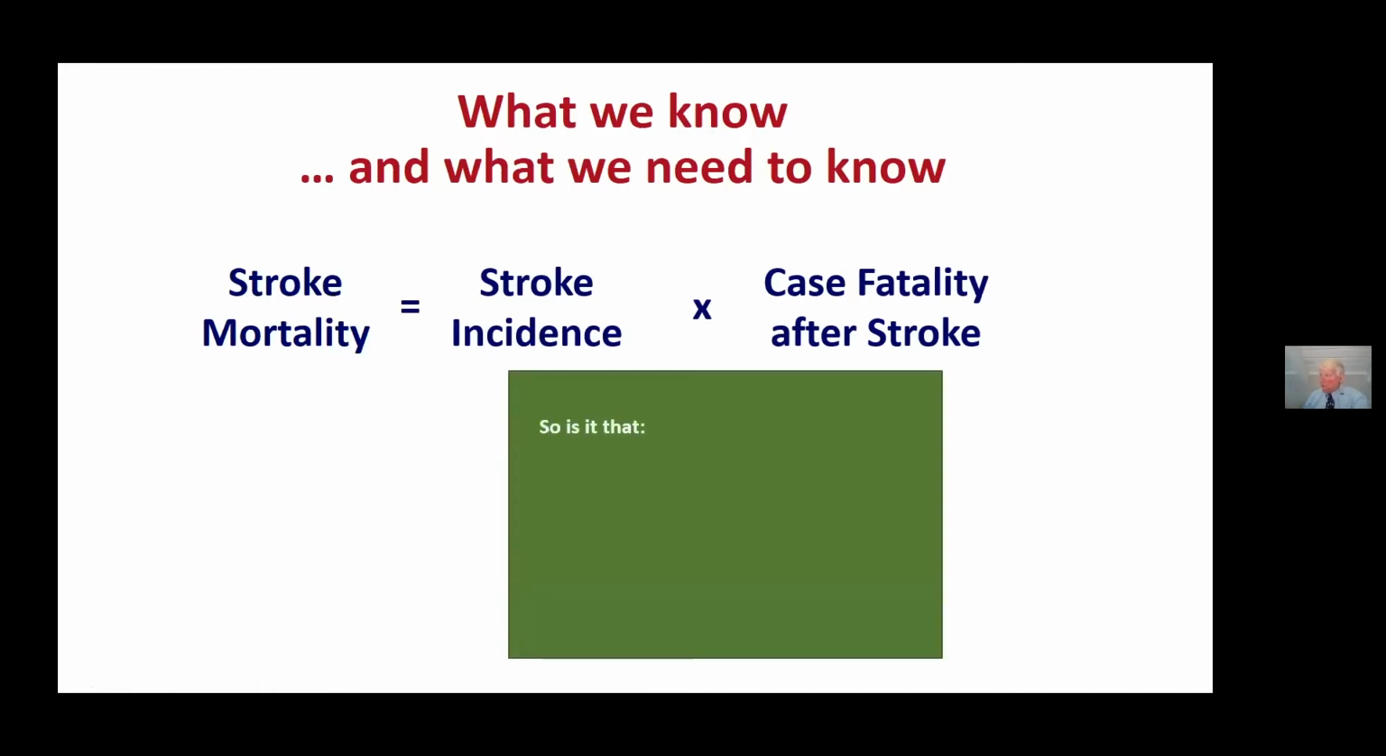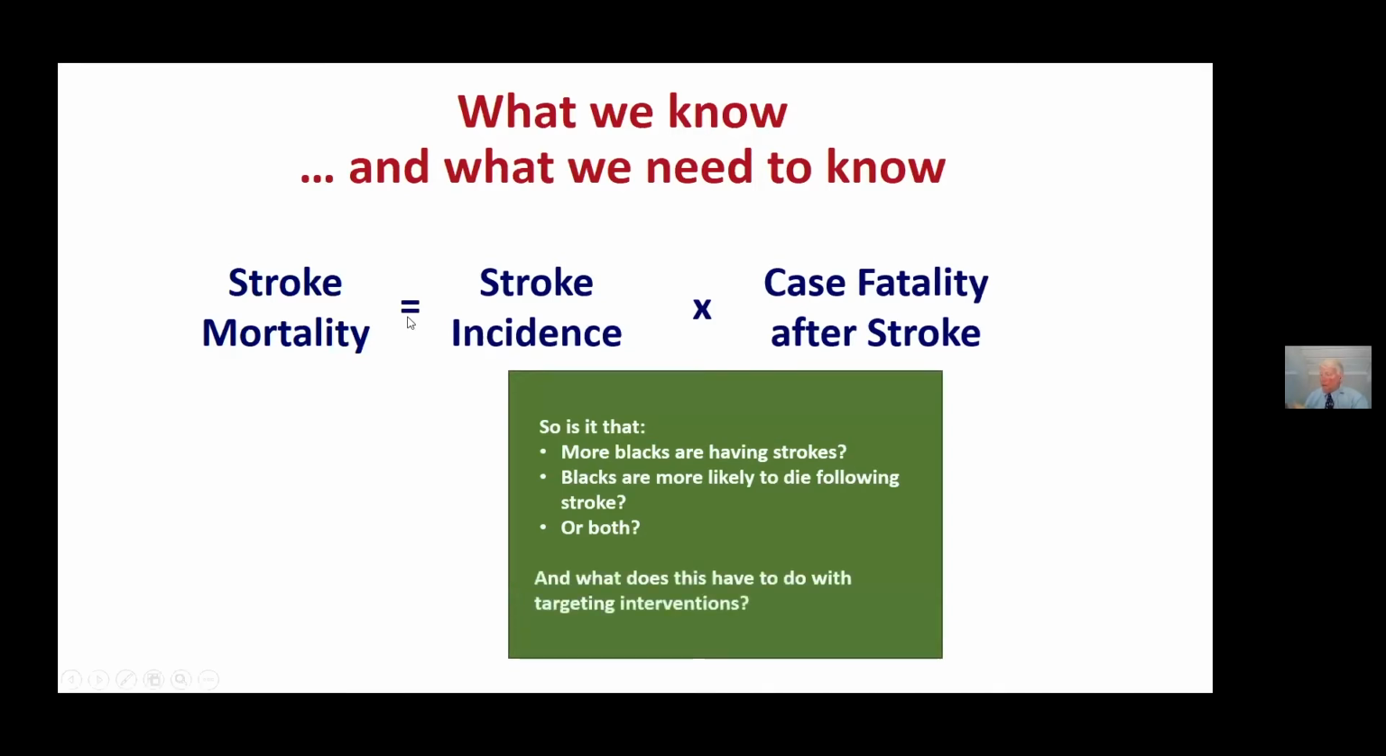And so it raises the question, is this excess mortality in African Americans because more Blacks are having strokes, or is it because Blacks are more likely to die once they have a stroke? Or both, could be both. And what does that have to do with targeting interventions? If we're going to make a difference, why do we care if it's incidence or case fatality?